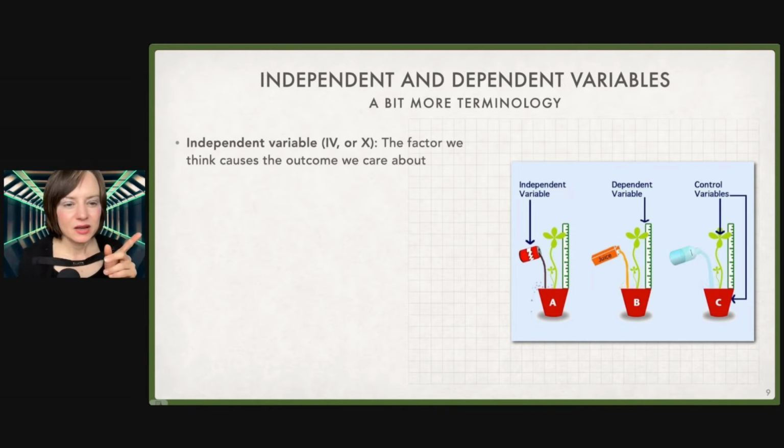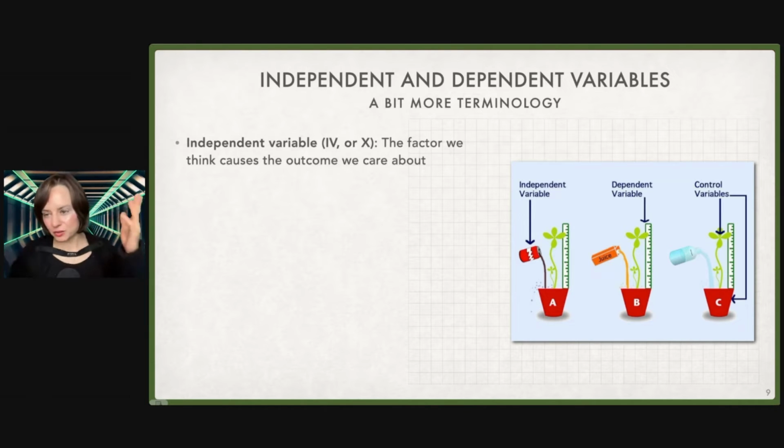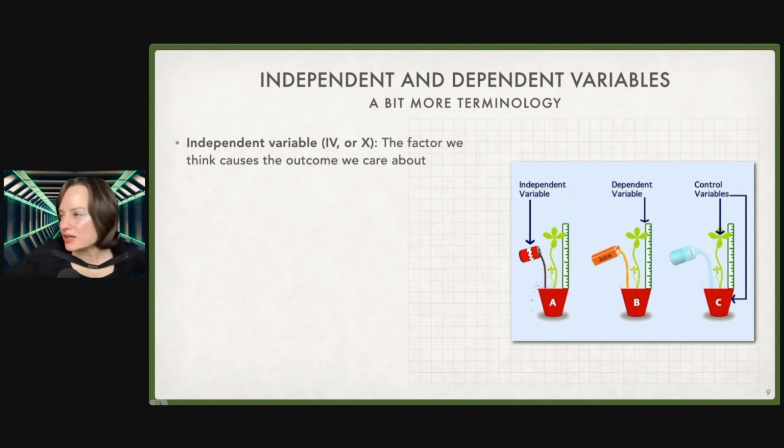Okay. So if we're looking at the world and we're saying, what's going on out here? What's causing this? How's that going to turn out? We're really talking about two types of variables. One is the independent variable. This is the factor we think causes the outcome we care about. So I'll make this concrete in a minute. We'll probably see independent variables referred to in the wild as IVs or just as X. And we'll get to that in the stats units in more detail. But the independent variable is the thing we think causes the outcome we care about.